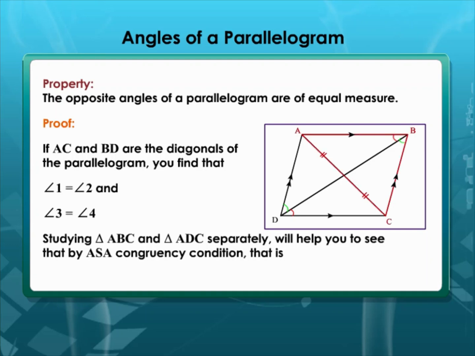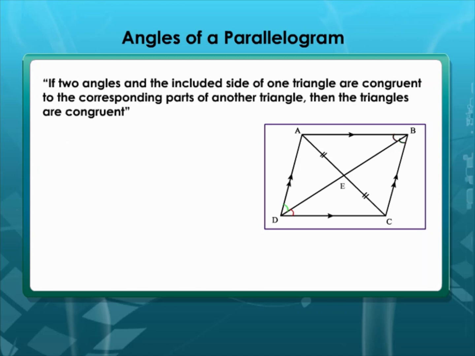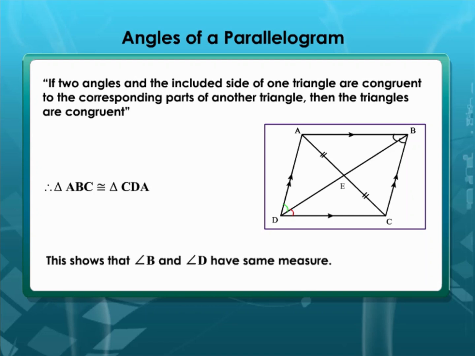Studying triangle ABC and triangle ADC separately will help you to see that by ASA congruency condition, that is, if two angles and the included side of one triangle are congruent to the corresponding parts of another triangle, then the triangles are congruent. Therefore, triangle ABC is congruent to triangle CDA. This shows angle B and angle D have the same measure. In the same way, you can find the remaining angles.